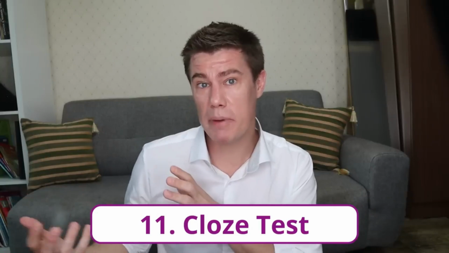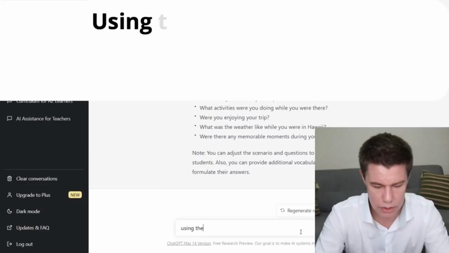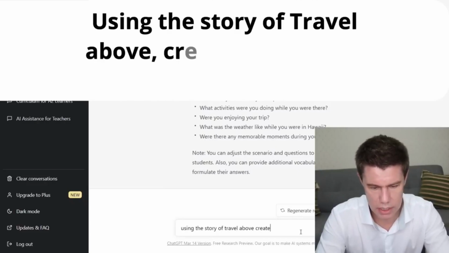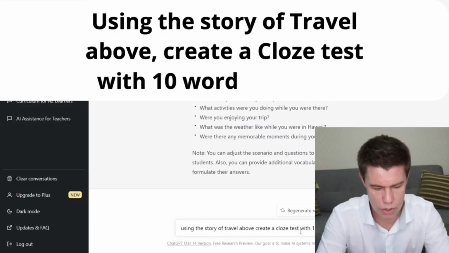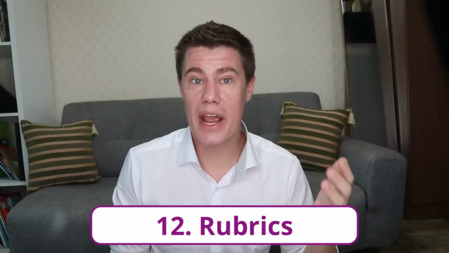ChatGPT can create a cloze comprehension test where words are removed from a passage and the reader is asked to fill in the blanks to test their understanding of the main ideas, vocabulary, and sentence structure of the passage. Using the story of travel above, create a cloze test with 10 words being removed. Here we go, we've got a cloze test. Isn't that amazing?